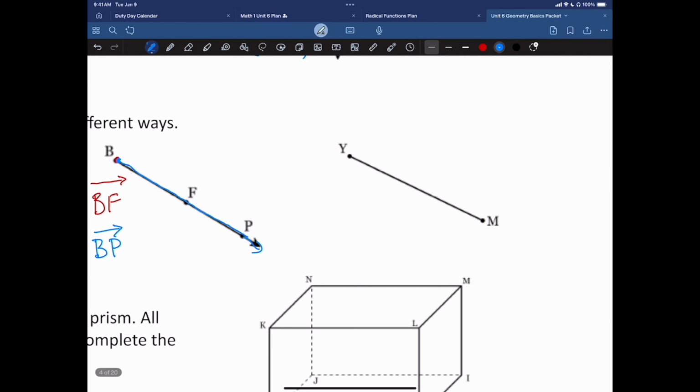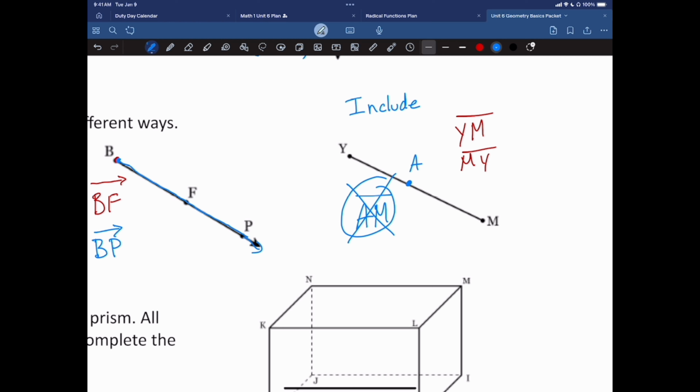And the last one is a line segment. Now, don't get tricked. Okay, let's go ahead and label it. Obviously, this would just be YM and MY. Now, what I don't want you to do is this: if you have a point A and it's asking you to label this line segment, it's typically going to ask for the whole entire line segment. So if you write AM, you're going to get marked wrong. So make sure you include the whole entire line segment.